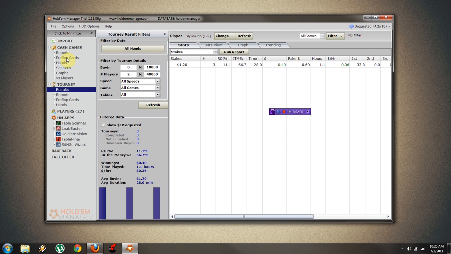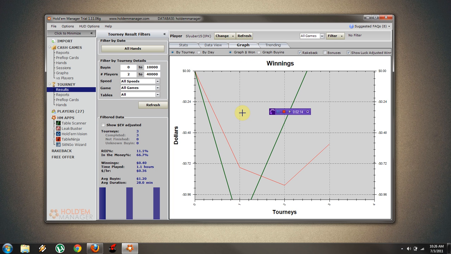Now, the reason why Hold Manager is so unbelievably helpful is that it lets you keep track of your playings: how much money you're spending, how often you're playing, what's your return on investment, what's your ITM, how much rake the house is taking, how many hours you've played, how many times you come in first, how many times you come in second, things like that. Also, another big thing that you can see me looking at is the graphing. Now, graphing is also so unbelievably helpful.